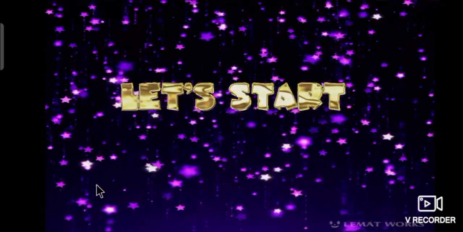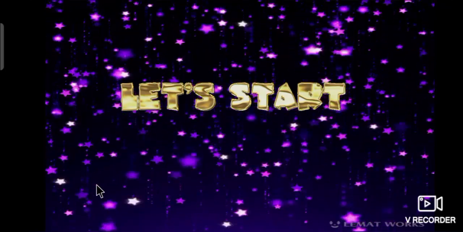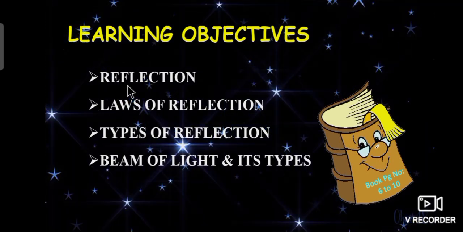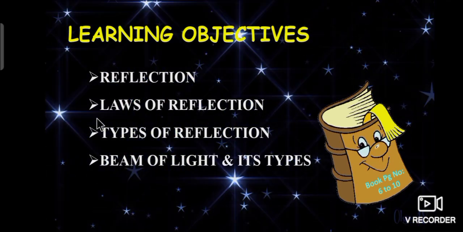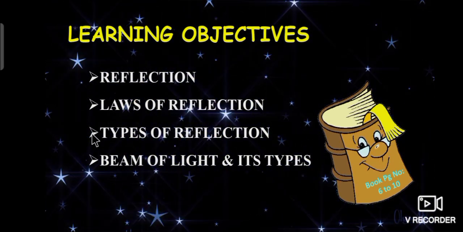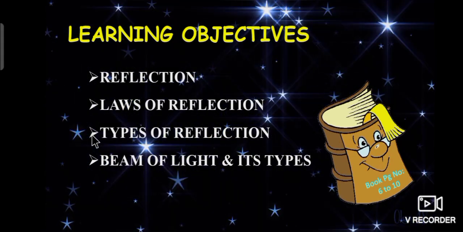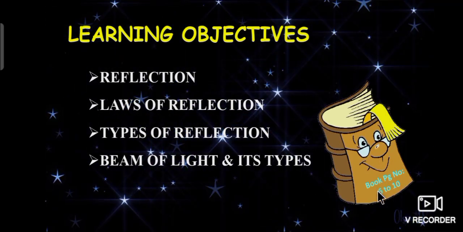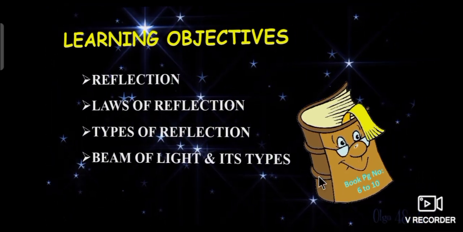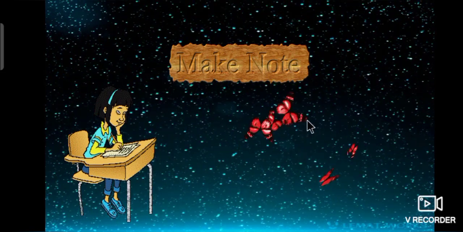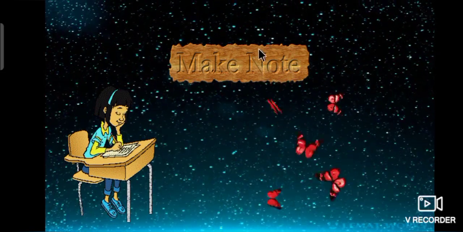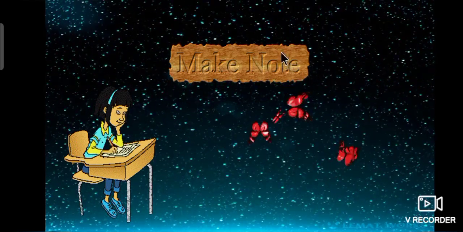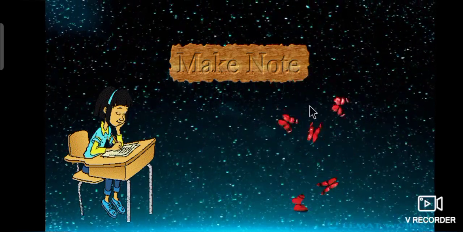Okay students, let's start today's session. Today we are going to learn about reflection, laws of reflection, types of reflection and beam of light and its types. These topics are covered in the book, page number 6 to 10. Students, make a note of important points. If you have any doubt, note the question in your notebook and it will be clarified on the day of reopening.